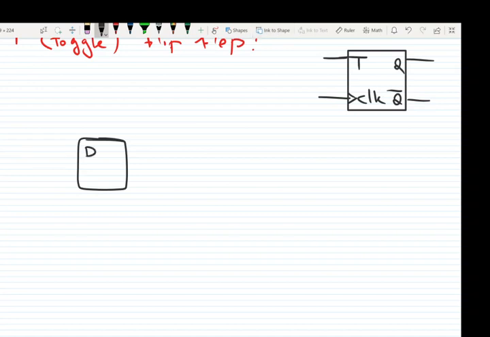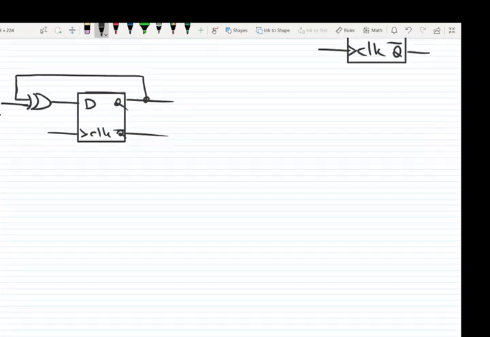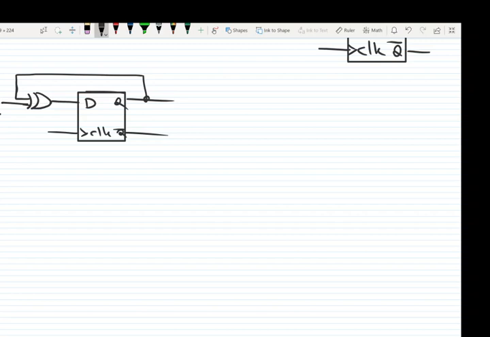So let's say this one is a D flip-flop, input clock, input D, outputs Q and Q bar. We can simply connect the input D to an XOR gate. One of the inputs of the XOR gate is connected to input D, and the other input of the XOR gate comes from Q. So this is how we construct a T flip-flop from a D flip-flop.